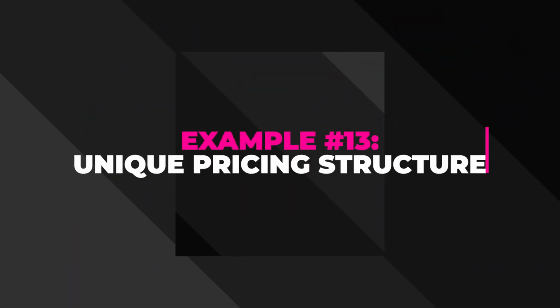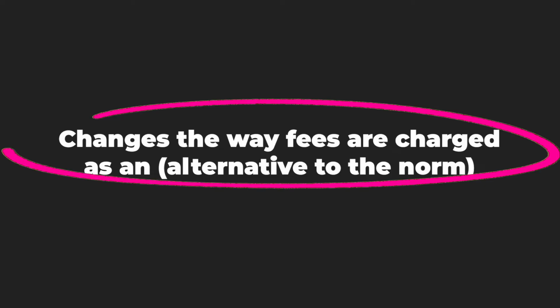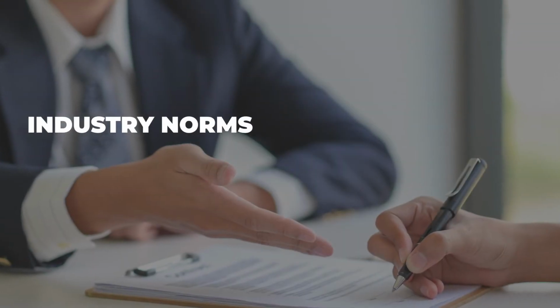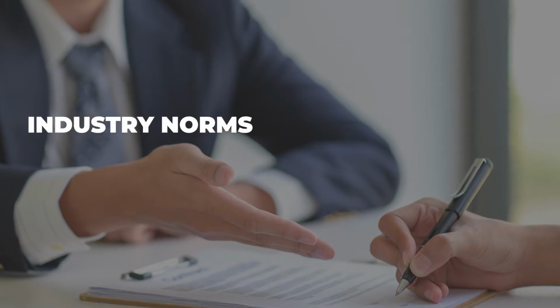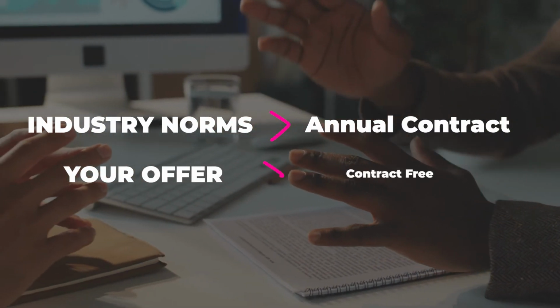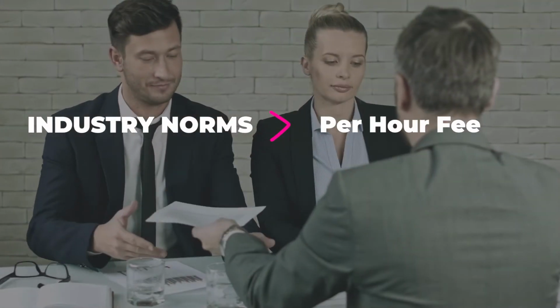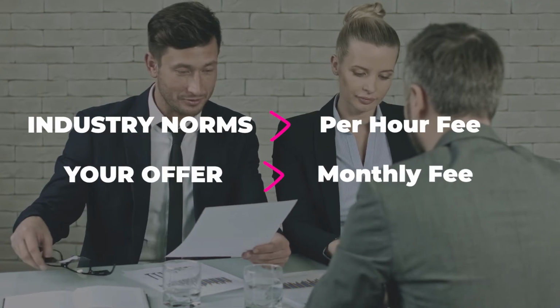Number 13, unique pricing structure. Now, this strategy simply changes up the way the fees are charged to offer the audience an alternative to the norm. For example, your industry might charge on a per month basis subsequent to an annual contract, while you might offer a contract-free alternative. Likewise, instead of charging by the hour like your competition, you might offer a single monthly fee.